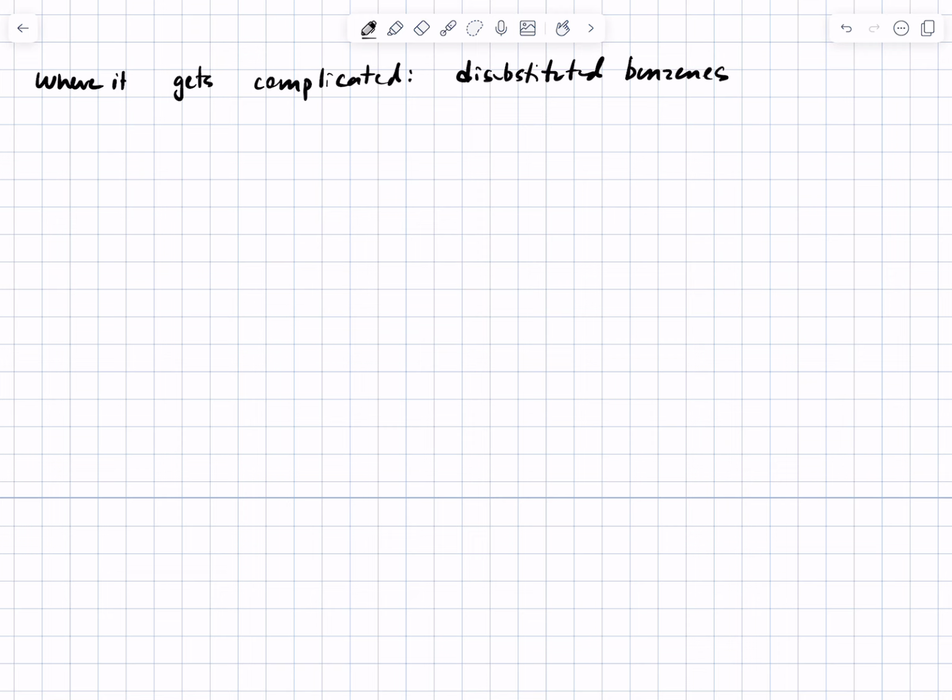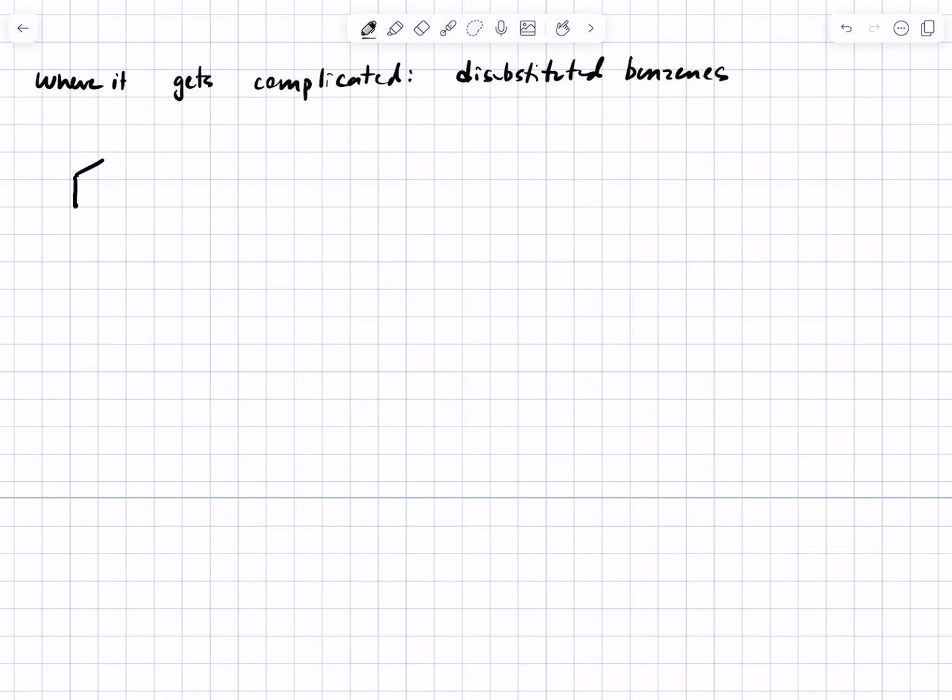But where it gets complicated in planning a synthesis and in solving predict the products questions is when you have benzene rings that already have two things attached. When one thing's attached, it's pretty easy. You just look at the one thing, is it an ortho para director, and you're done, right? If there are two things, there can be some problems.